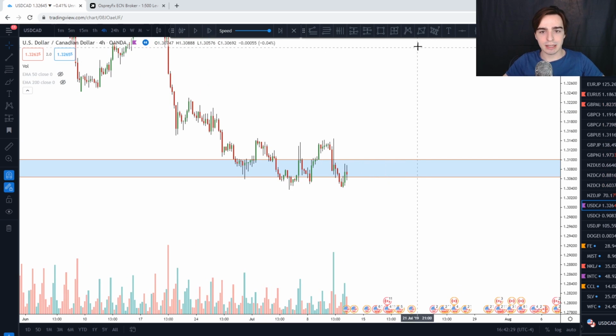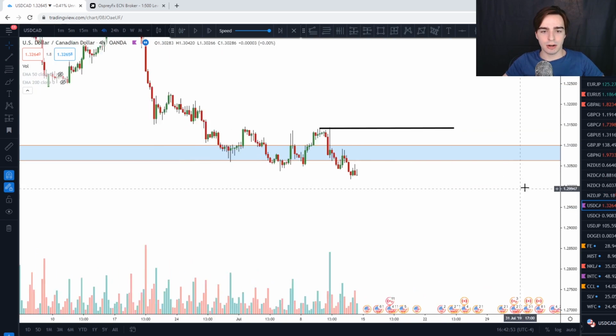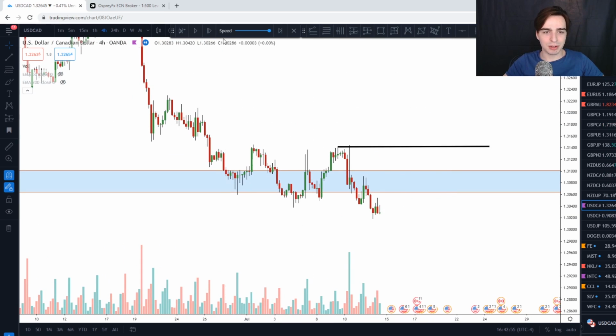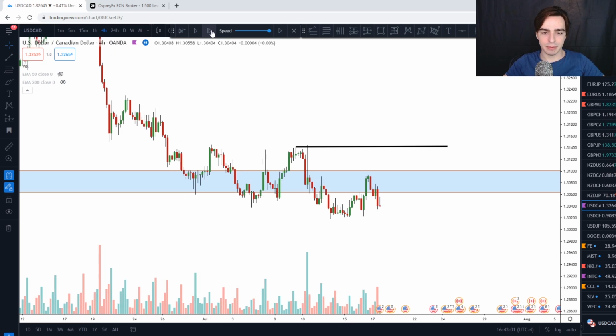So let's just speed this up, and the high that we're going to look to break is this one right here, right? This is going to be the most recent high, so we're going to look to break that high. So, all right, sorry about that. I just accidentally skipped all the way to the front by clicking this button, but we're going to hit play. We're just going to play this forward and wait for this high to be broken.